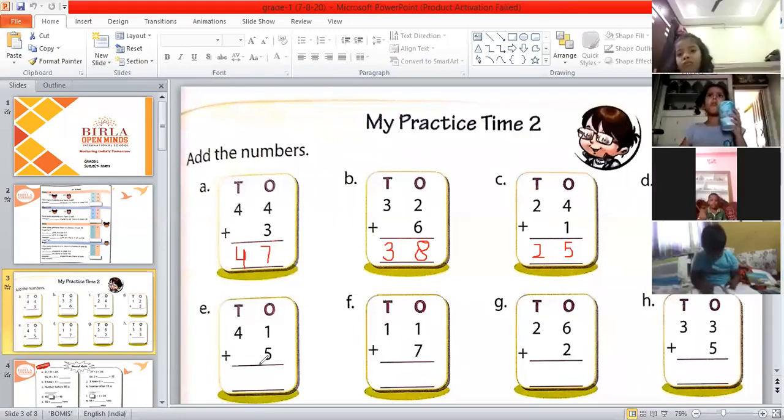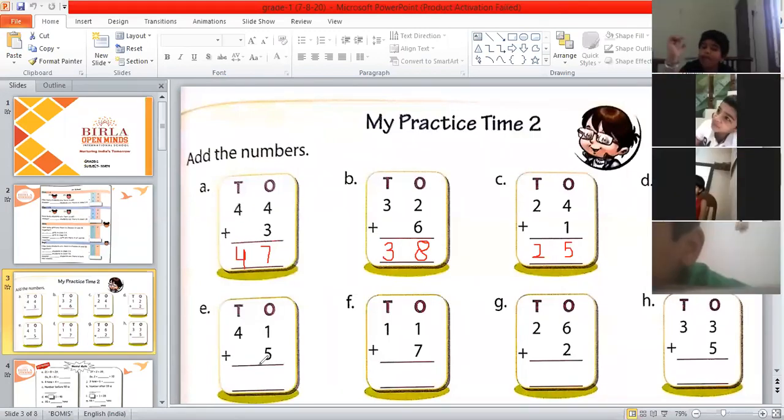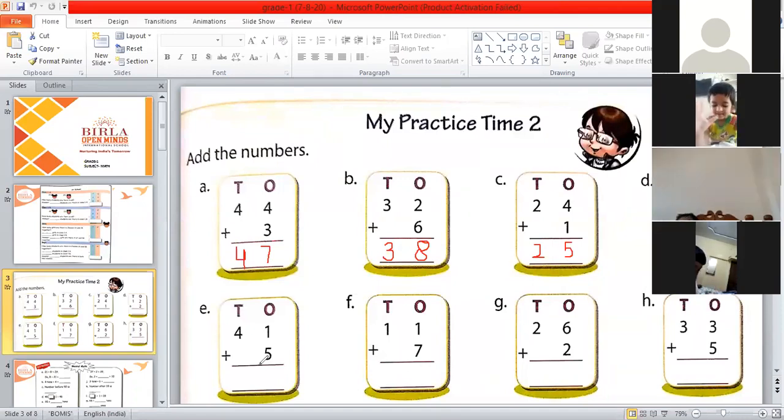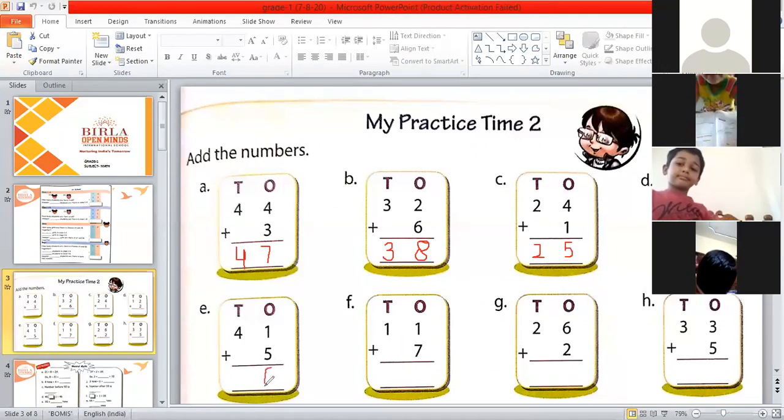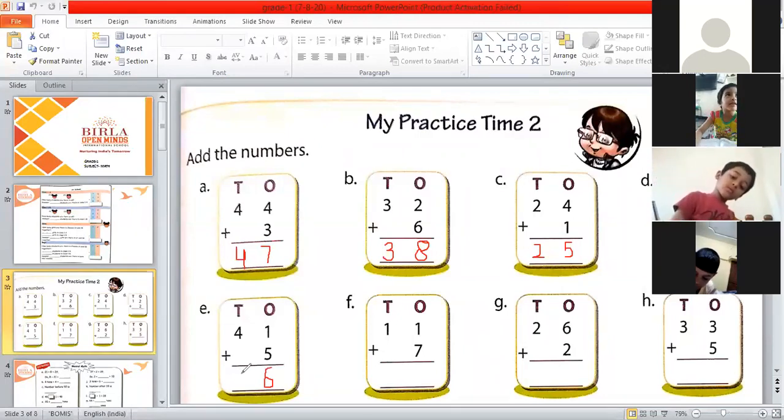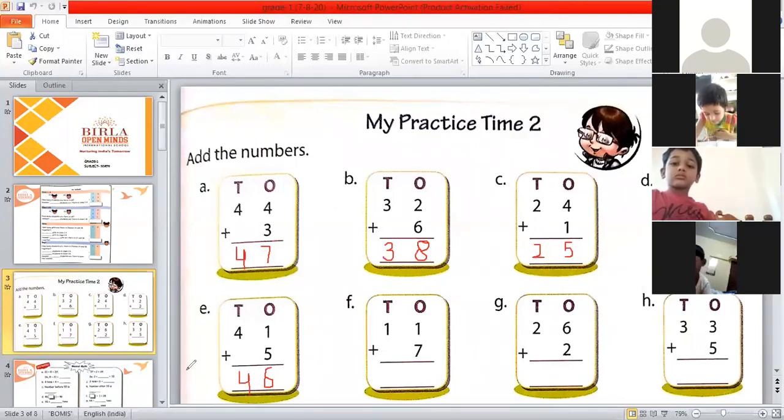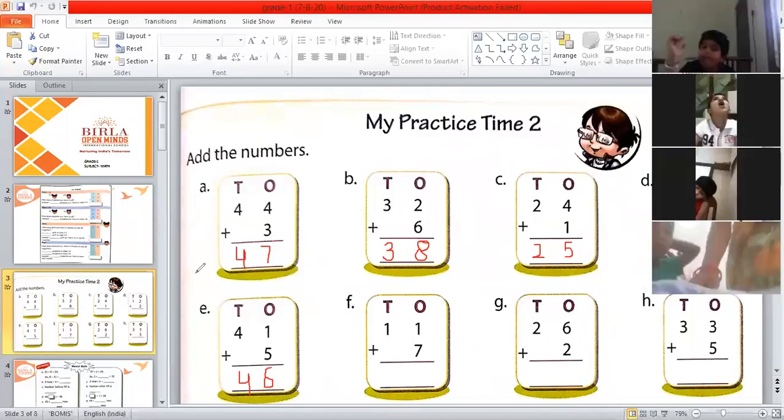Start counting after 1. Take out your 5 fingers and start counting after 1. Quickly, Manha. Yes, after 1 count. 2, 3, 4, 5, 6. Very good. So 1 plus 5 is? 6. Yes, we will write 6 here in ones place. And in tens place, what will we write? 4. Yes, there is no other number in tens place. So we will write that 4 as it is. Now it's correct, Manha. So this is 46. The answer is 46, children.